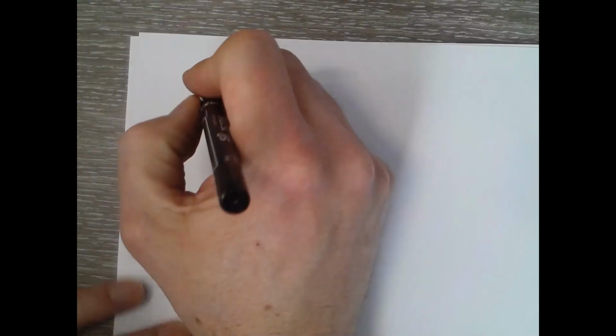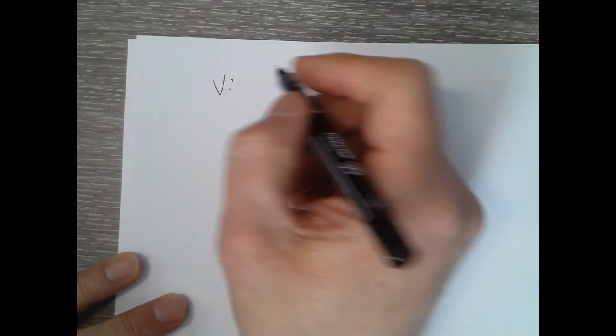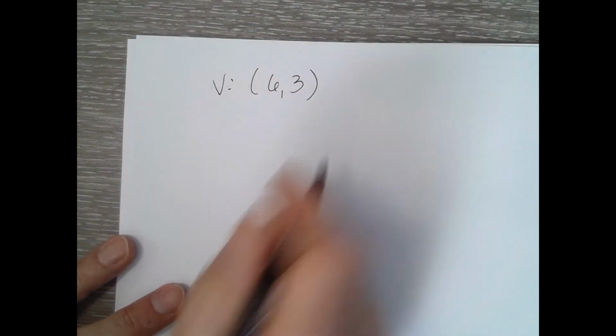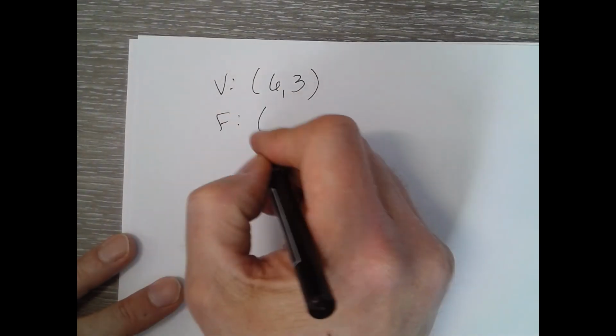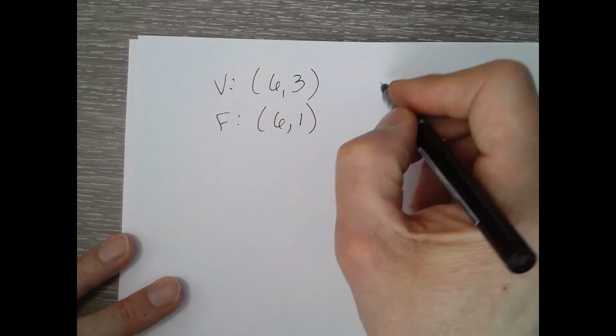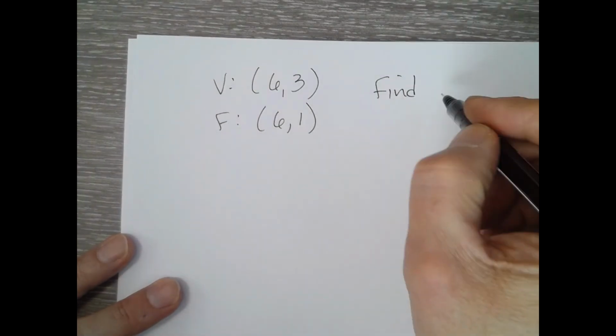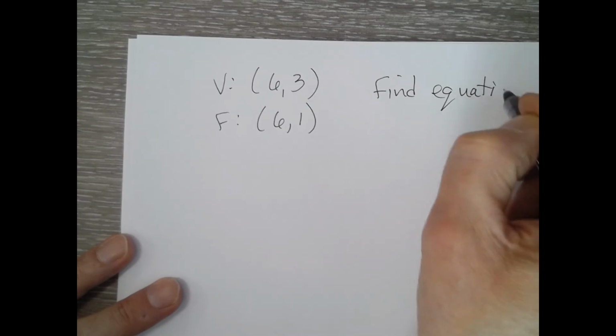All right, so the only other type of question you'll be asked is if you're given some stuff. So, Olivia, give me a vertex. Any vertex you want. 6, comma 3. All right, so we have a vertex of 6, comma 3. And let's say I have a focus of 6, comma 1. I want you to find the equation given that information.